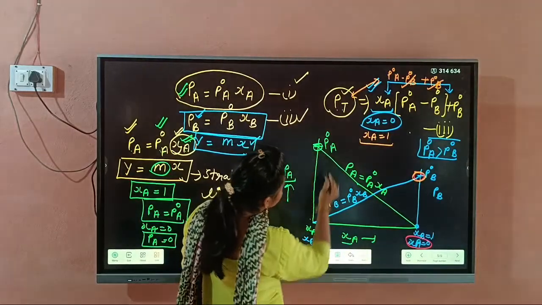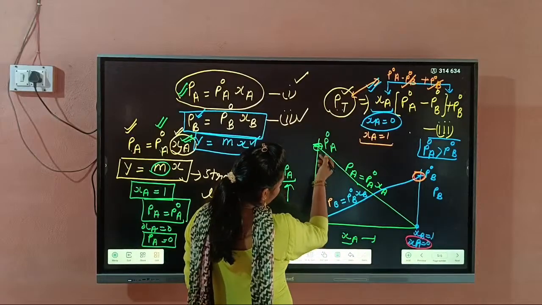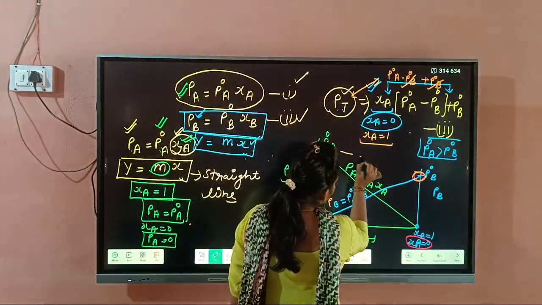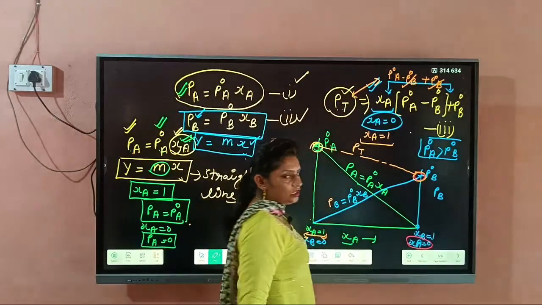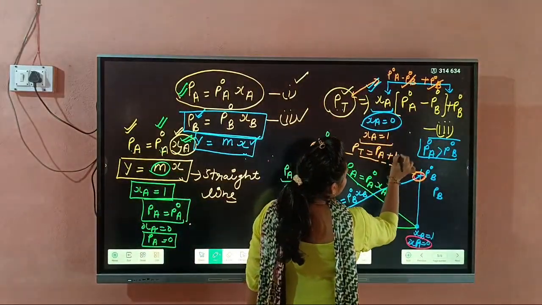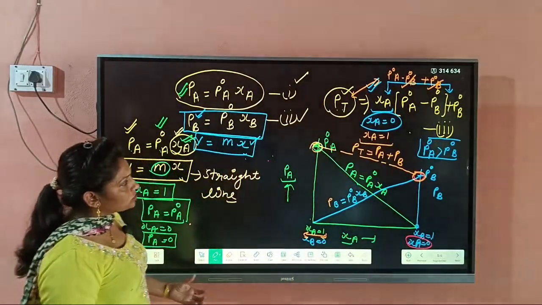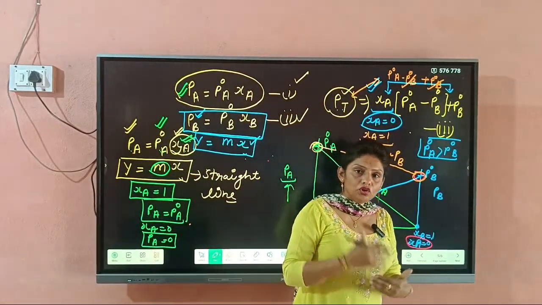P naught B plus minus, they cancel each other, so PT will be equal to P naught A. So for XA is equal to 1, what is the value of PT? It is P naught A. Now join both these 2 points. So this is the graph for PT, total pressure. It is equal to PA plus PB. Okay, students. So this is the Raoult's law for volatile solutes.